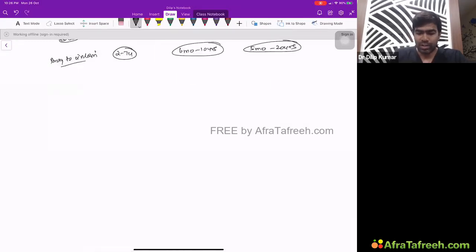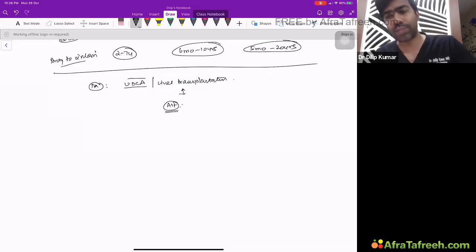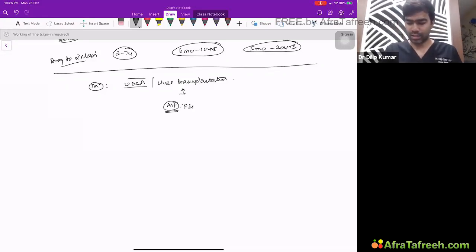And treatment-wise, in all these conditions you can use UDCA. That's ursodeoxycholic acid, which can be helpful, but the best option is only liver transplantation. You have to go for orthotopic liver transplantation. But one surgical procedure is an alternative to liver transplantation. In the short term, one surgical procedure will be effective. That's called PEBD. This is a question that has been asked in PGA 2 times.